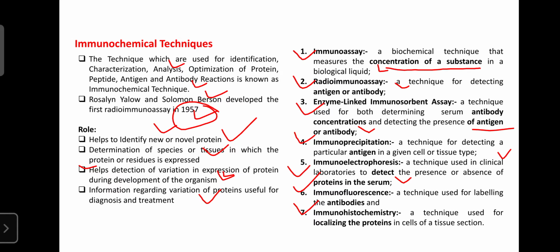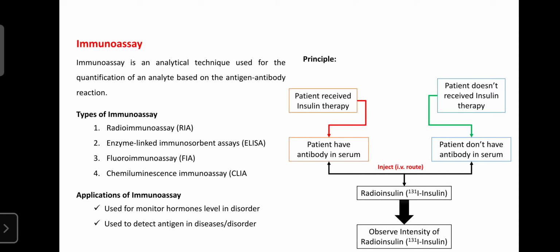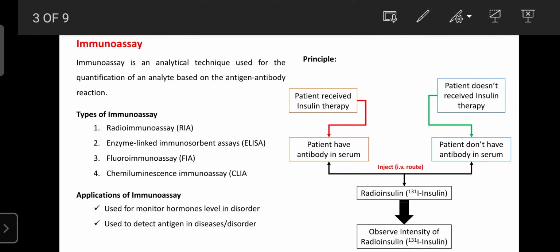So next one is regarding the immunoassay. Immunoassay is one type of assay that is helpful to determine the presence of antigens, antibodies or proteins in the body through an assay method. Simply, it is helpful for the diagnosis of endocrine disorders as well as infectious diseases. Regarding the definition, immunoassay is an analytical technique used for the quantification of an analyte based on antigen antibody reactions.